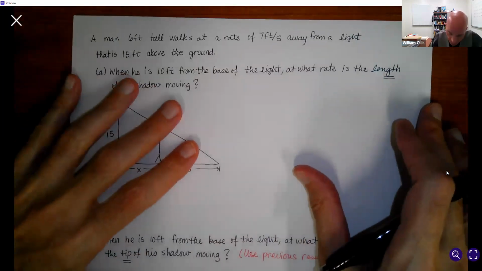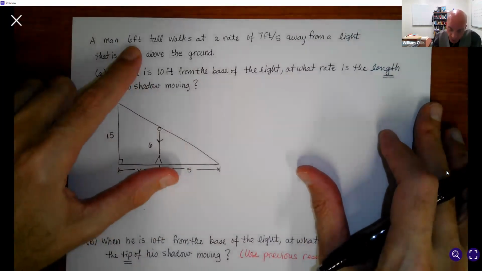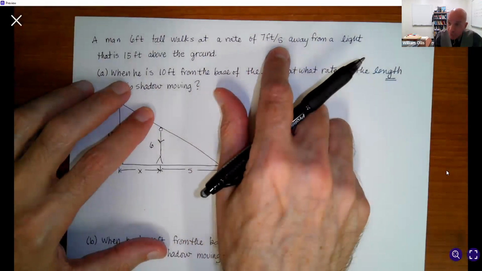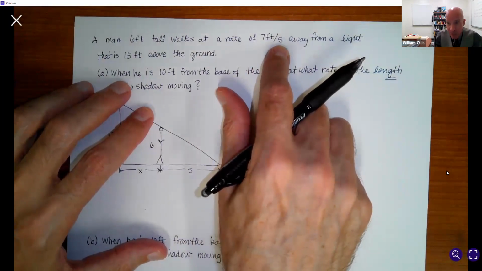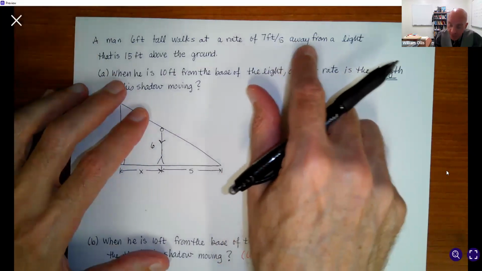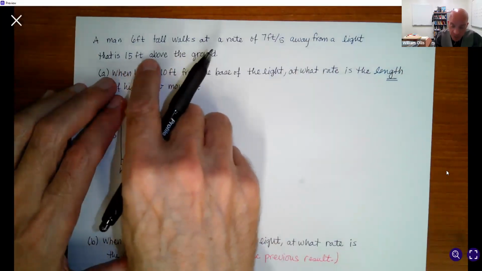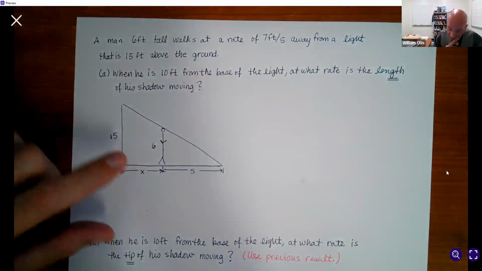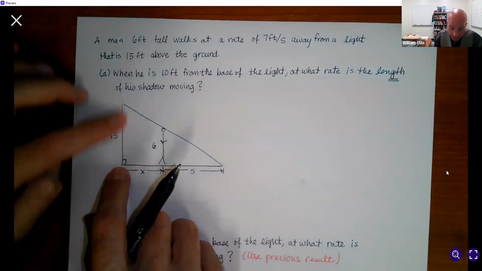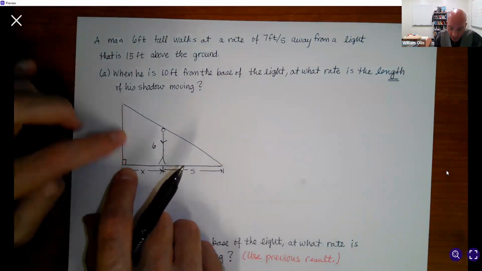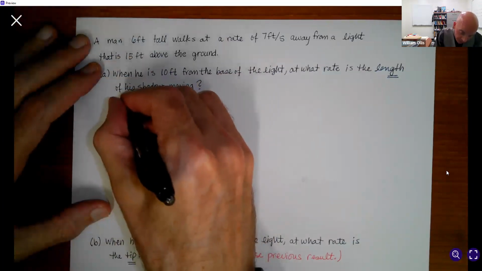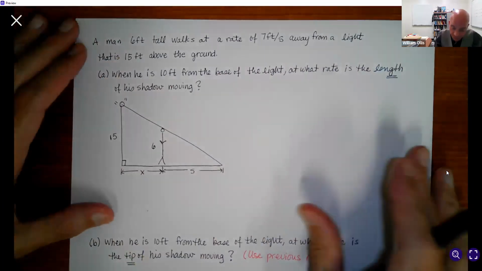So we have a man 6 feet tall, walks at a rate of 7 feet per second. Pretty fast. Maybe this is not very realistic. Away from a light that is 15 feet above the ground. So I've got the stick figure and the light, which is up here, okay? The 15 feet, so we can think of that as a pole, and the light's right up here. So if you want to do a little shiny thing for the light, you can, whatever.